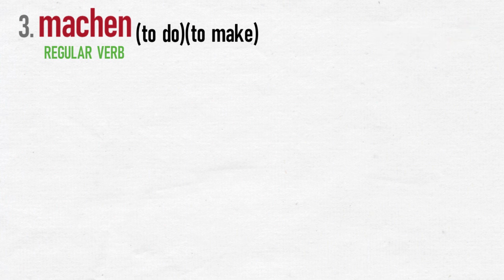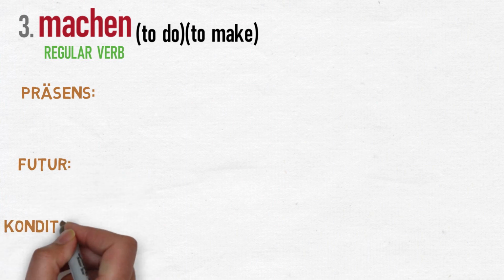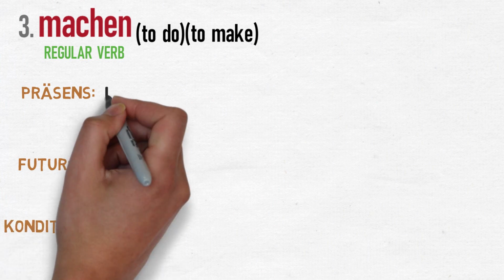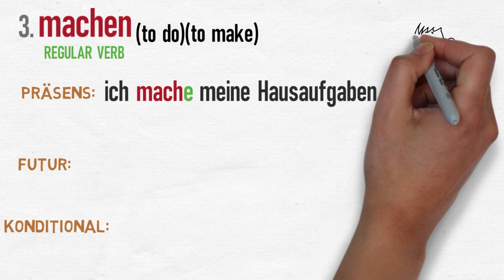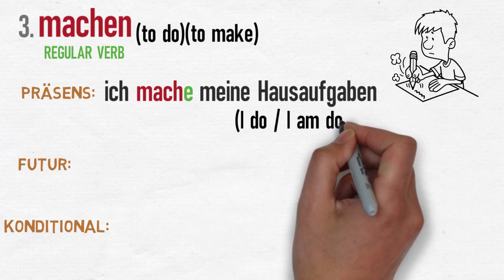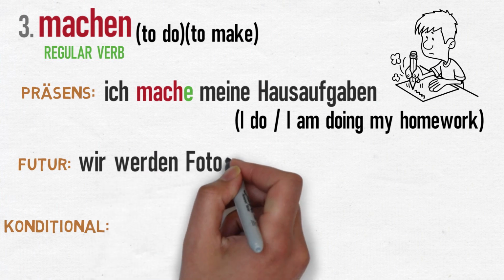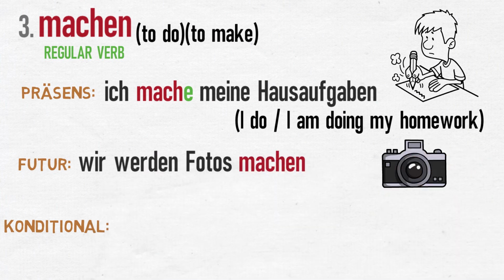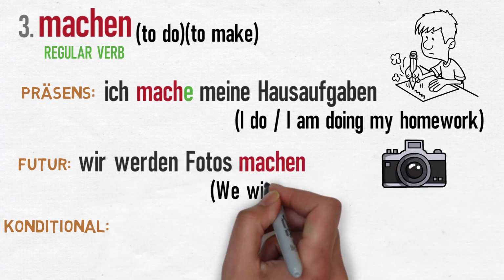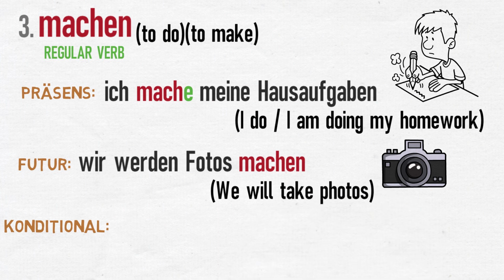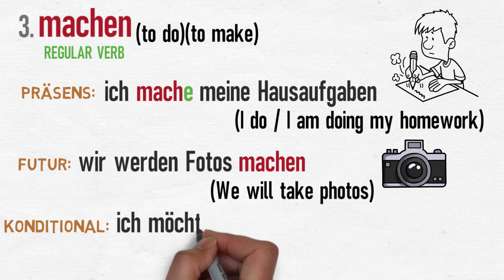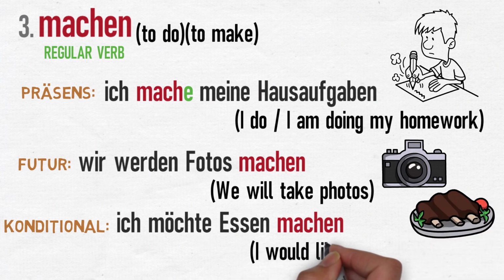Here are 3 examples of machen in context, using the present, future, and conditional tenses. Ich mache meine Hausaufgaben. I do or I am doing my homework. Wir werden Fotos machen. Literally, we will make photos, but this means we will take photos in German. Ich möchte Essen machen. I would like to make dinner.